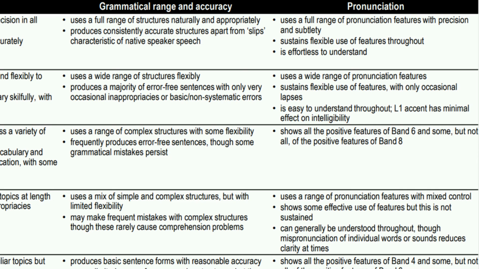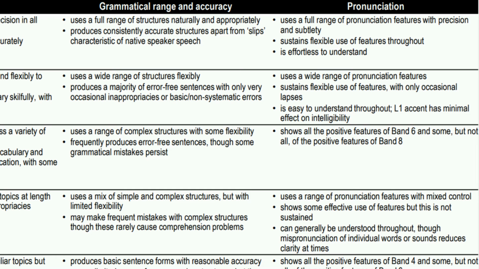For getting a band 7, use a wide range of structures flexibly. Produce a majority of error-free sentences with only very occasional inappropriacies or basic or non-systematic errors. For getting a band 8, use a full range of structures naturally and appropriately. Produce consistently accurate structures apart from slips, characteristic of native speaker speech. For getting a band 9 for grammatical range and accuracy.